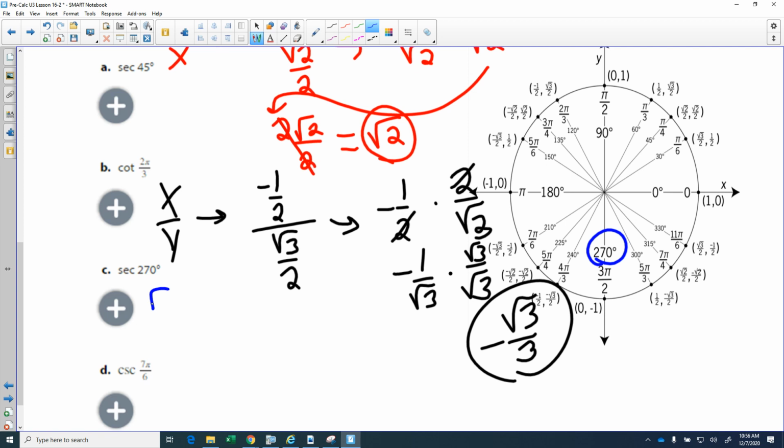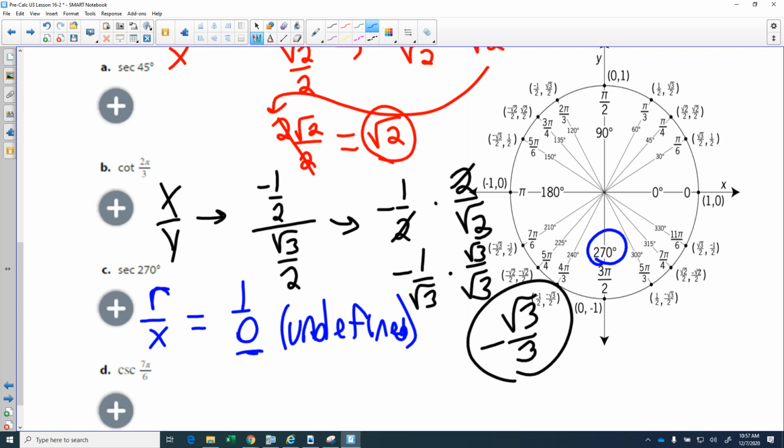So once again, I'm going to be dealing with the radius over the x. Well, if you consider at 270, x is equal to 0, and the radius is just 1, technically it would be 1 over 0. Well, this is a problem, right? So we have to understand that the reciprocal of our original can be undefined at certain points. In this case, the secant of 270 is actually an undefined function for the simple matter that I can't divide by a 0.